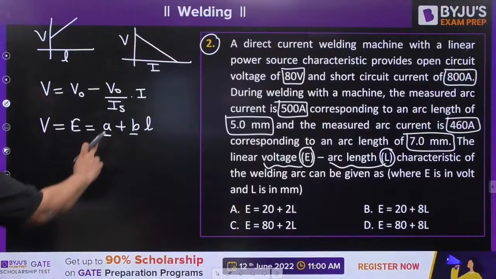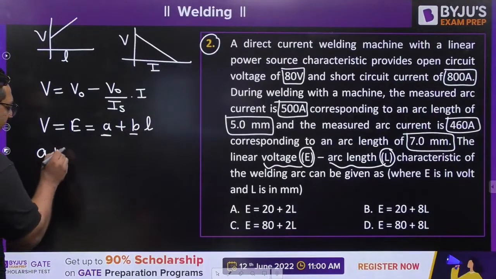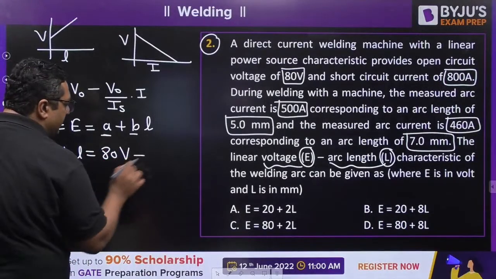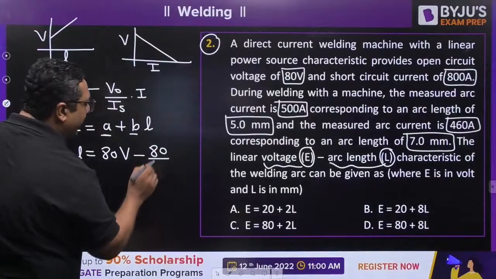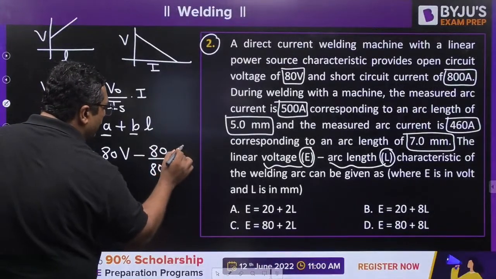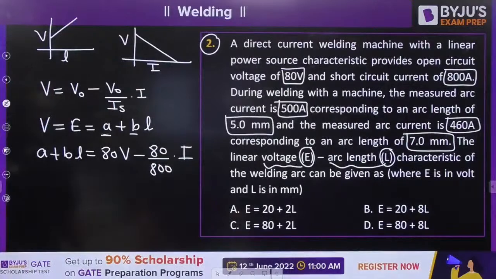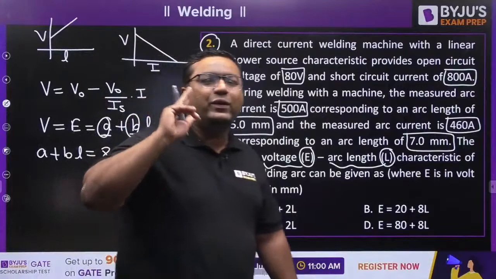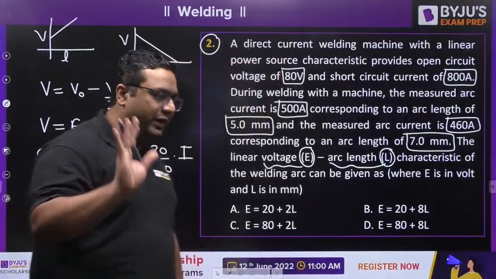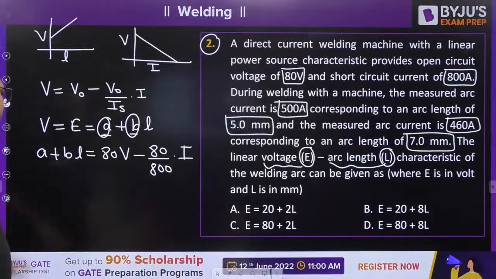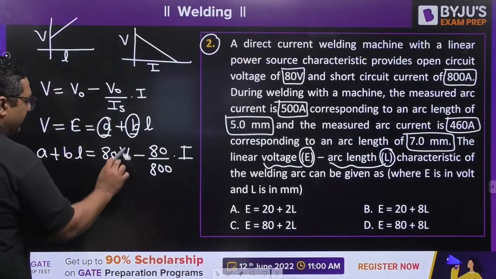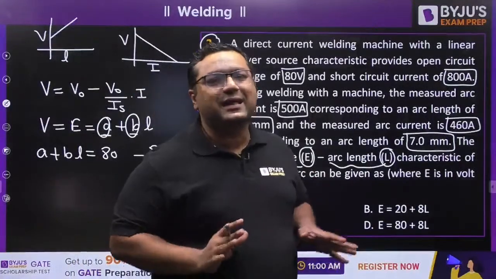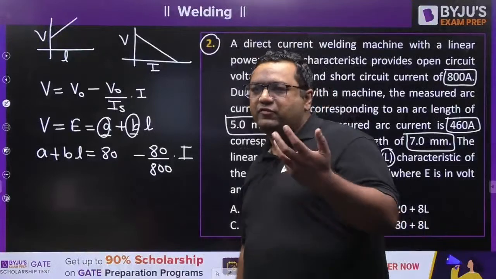So we know that this is A plus BL. Open circuit voltage is 80 volt minus 80 volt by 800 amperes into I. So my dear, this is the equation. We want to find out A and B. For finding out two unknowns, we need two equations. There are two unknowns, A and B, so for that we need two equations. So I am removing this. This is 80 volt. So my dear, when we are going to solve it, you can see there is data given with the help of which we can solve it.